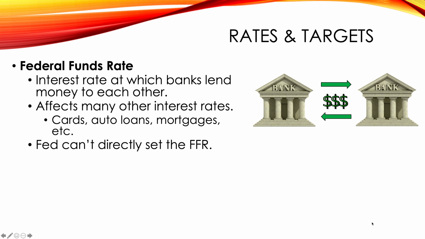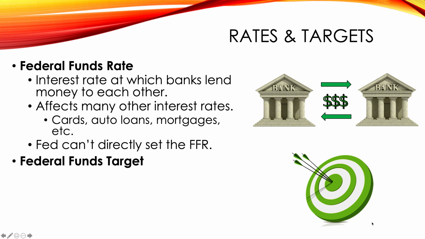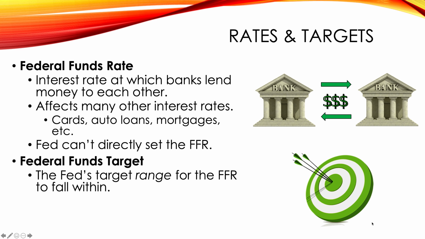What they do instead is set a target for the federal funds rate. They come up with a number that they would like the federal funds rate to be, and then they manipulate market conditions, and we'll see how in the next couple of videos, to get the federal funds rate to meet the federal funds target. This is the range that they want the federal funds rate to be in. Historically, the Fed would target one single interest rate. Today, and for about the last 7 or 8 years, the Fed sets a range. They say we'd like the federal funds rate to be lower than this, but higher than this. It's a target range for the federal funds rate to fall within.